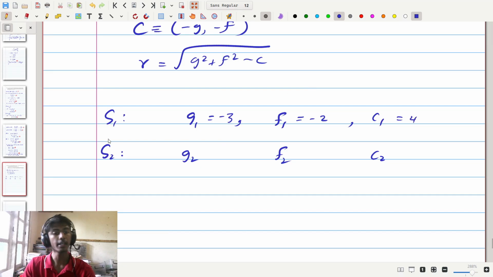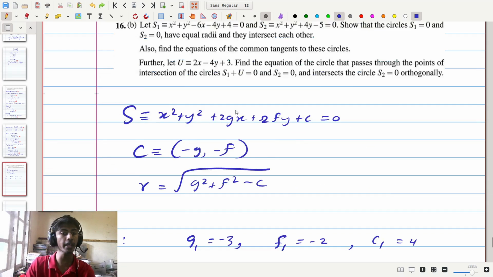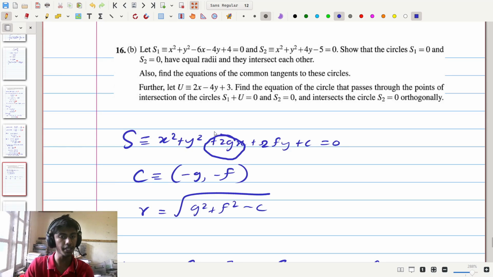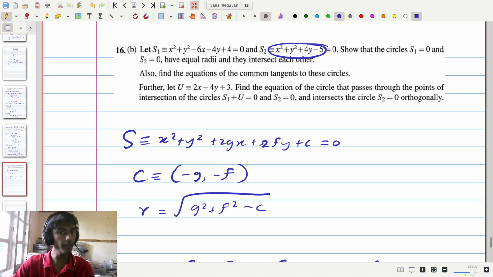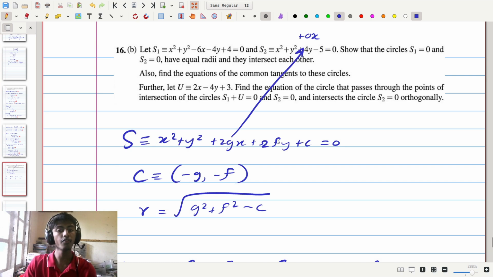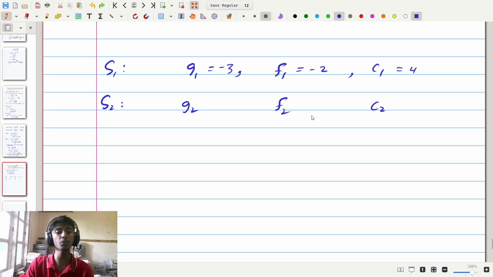Now similarly, if we consider circle S2 and first look at the x terms, over here we have 2gx, but we can see we actually don't have an x term. If you don't have an x term, the x term here is plus 0x. So 2gx is 0x, and therefore we can say 2g is 0 and g is 0. So g2 here must be equal to 0.